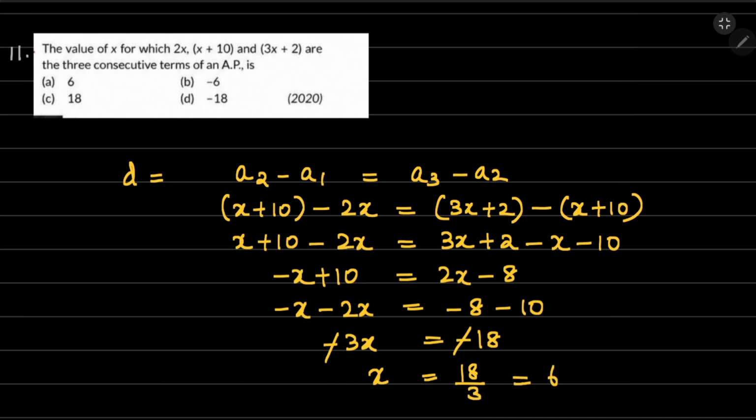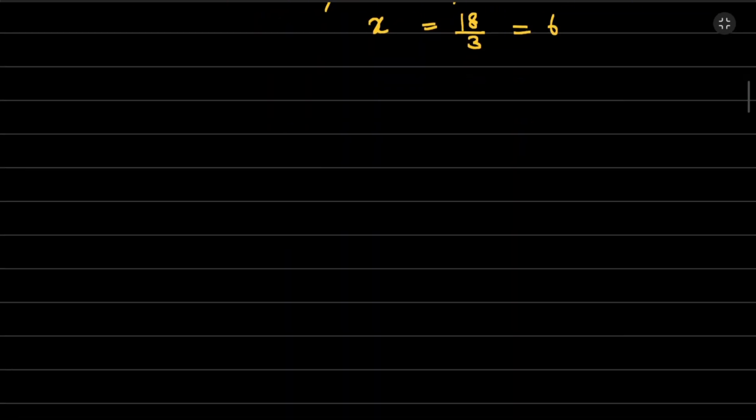So which is that value of x which when substituted will make all the three consecutive terms to be an AP? It will be x equal to 6. So the option number A is correct. Let's move on to the next question.